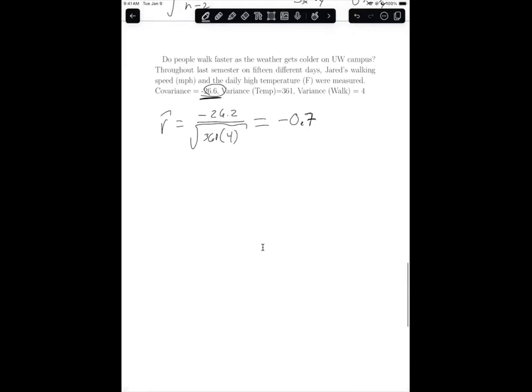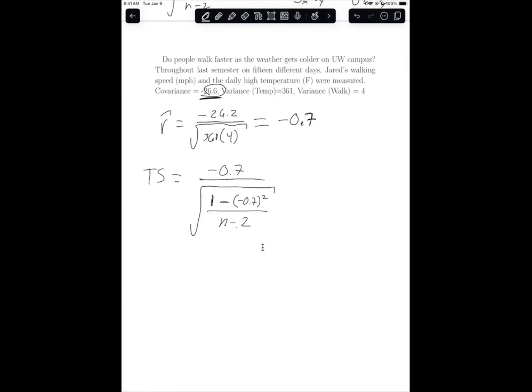So now that we know the sample correlation, we can get the test statistic: negative 0.7 divided by the square root of 1 minus negative 0.7 squared all over n minus 2. Now, I put parentheses around that negative 0.7 because when you square that, you're going to get a positive value. So you're always going to get 1 minus some positive value.